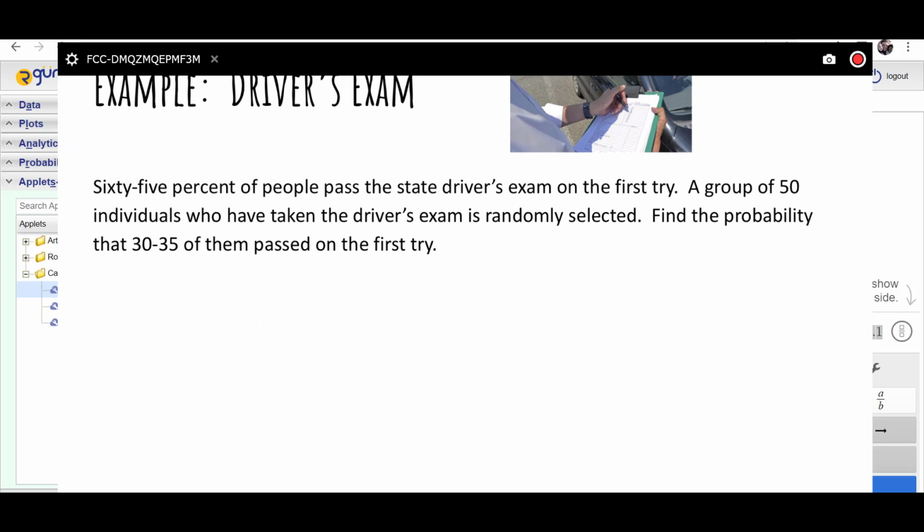One more. 65% of people pass the state driver's exam. So that's probably our P. P is equal to 0.65. Because you can either pass or you don't pass. So 2 outcomes. Probability of success is the same for every trial. Trials are independent. A group of 50 individuals. So there's our number of trials that are fixed. Who have taken the driver's exam are randomly selected, find the probability that between 30 and 35 of them pass on the first try. So what's cool is that Rgruoo can quickly do this for us.